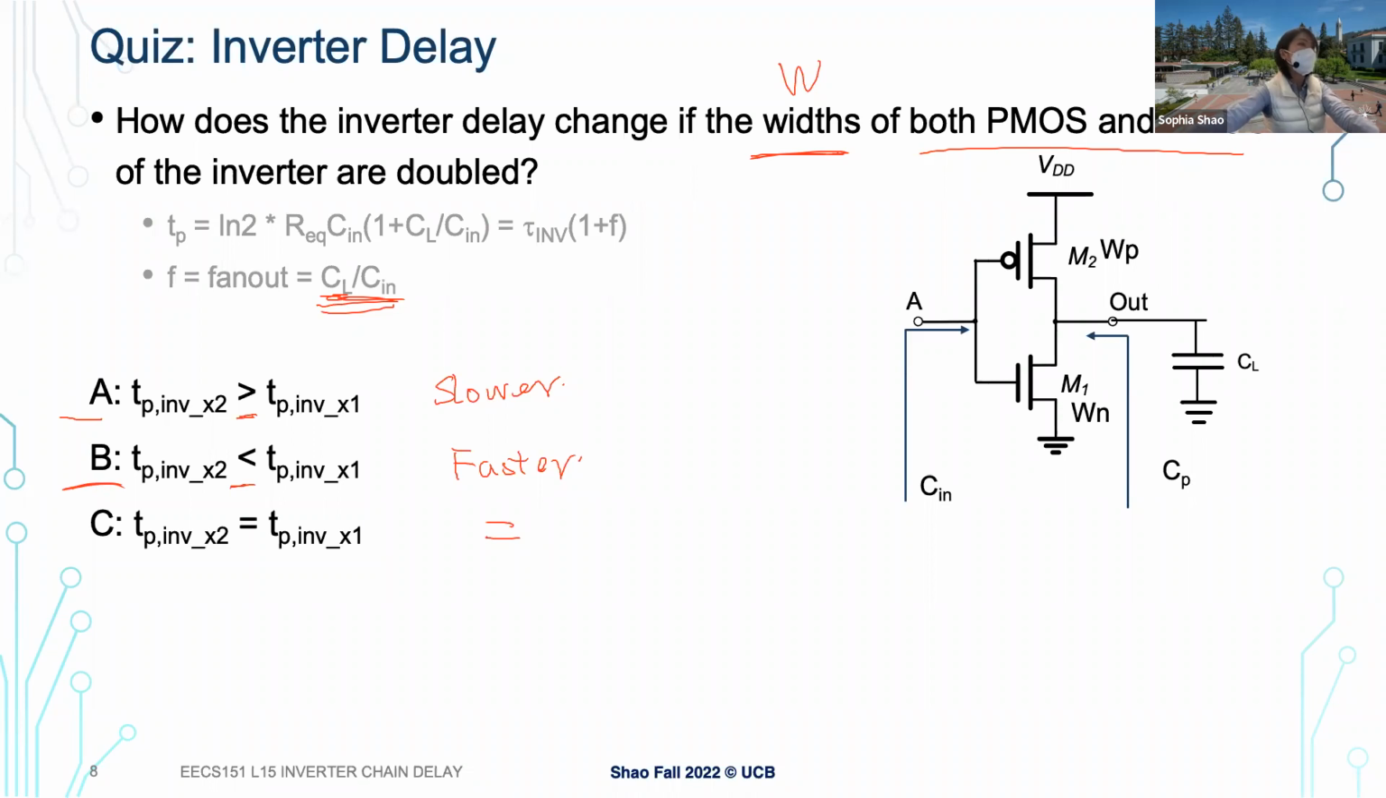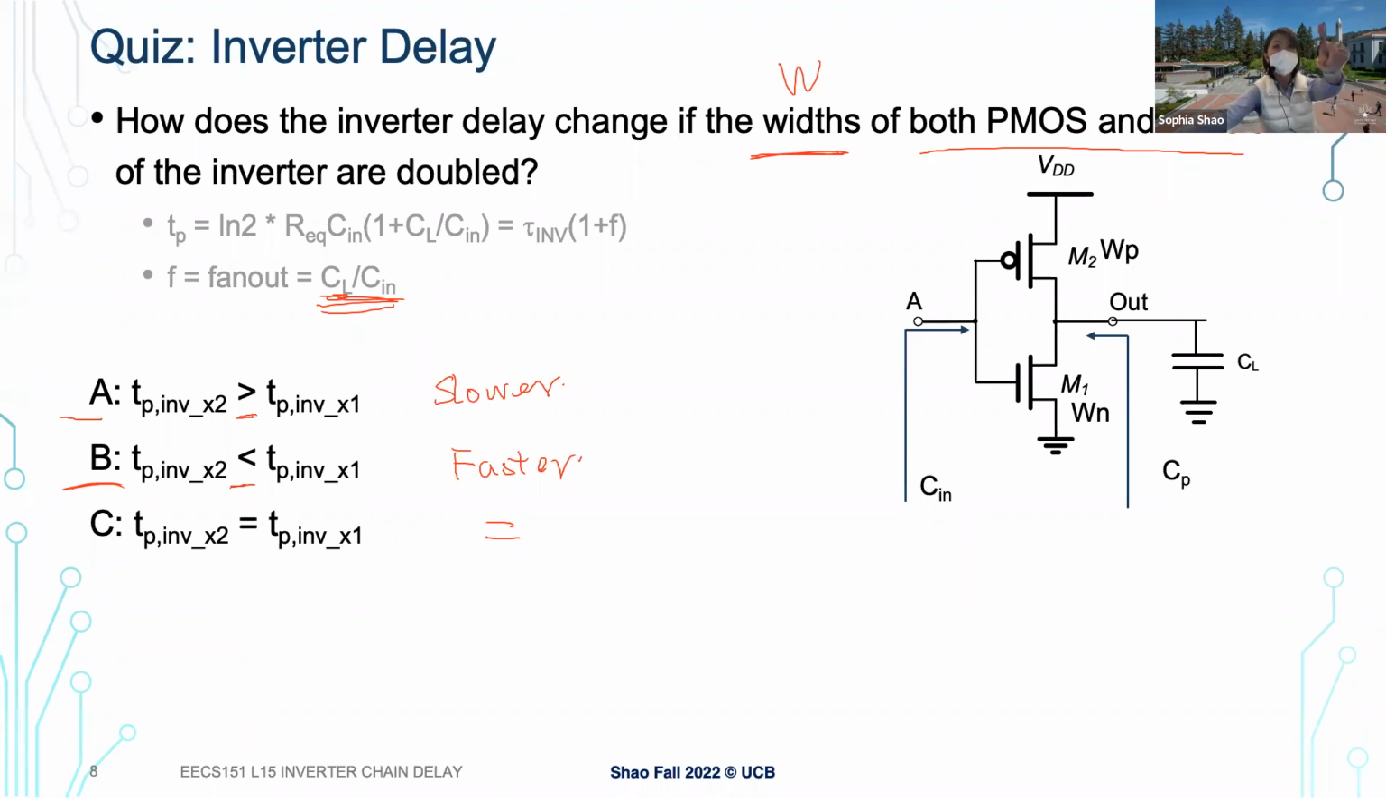Another way to look at this is that when we make things wider, our resistance is actually smaller. With lower resistance, we also have higher current, so our current becomes much higher. We can also charge and discharge much more quickly. So that's also factored in, it's also part of the argument. You can look at it from both ends, but that's why it becomes faster.